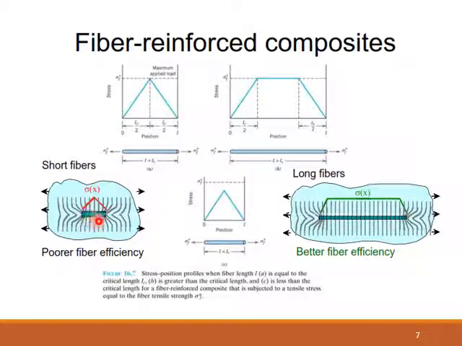For a short fiber composite, the efficiency of the fiber will be very low, and for long fibers, the efficiency will be better. If you take the fiber length to be equal to the critical length, then once you load the composite material and apply a stress equivalent to the strength of the fiber, the fiber will fail, and the composite will tend to failure immediately. This is what you have once the fiber length is equal to the critical length.